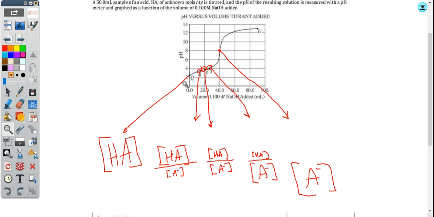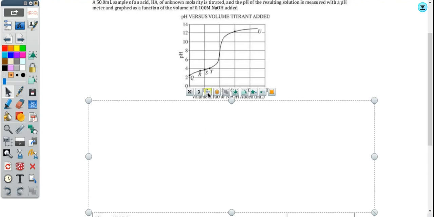I know you're here for the answers only, but it's kind of to help you understand what's going to happen in just a bit here. So let's get to the good stuff. Let's answer some of these questions.